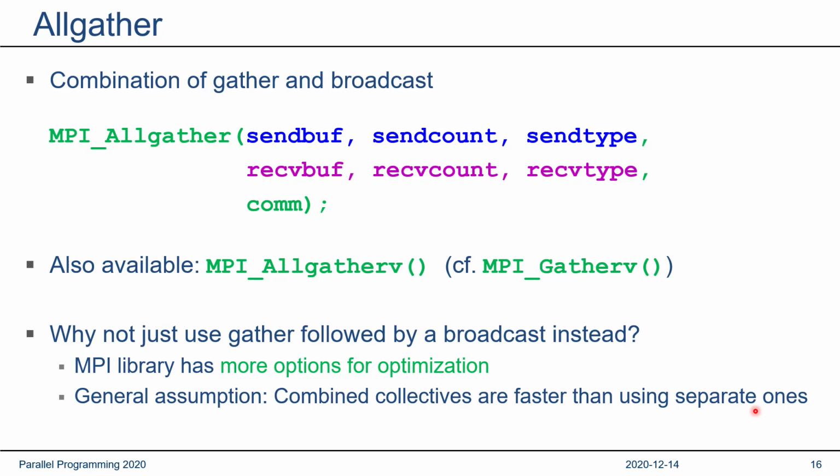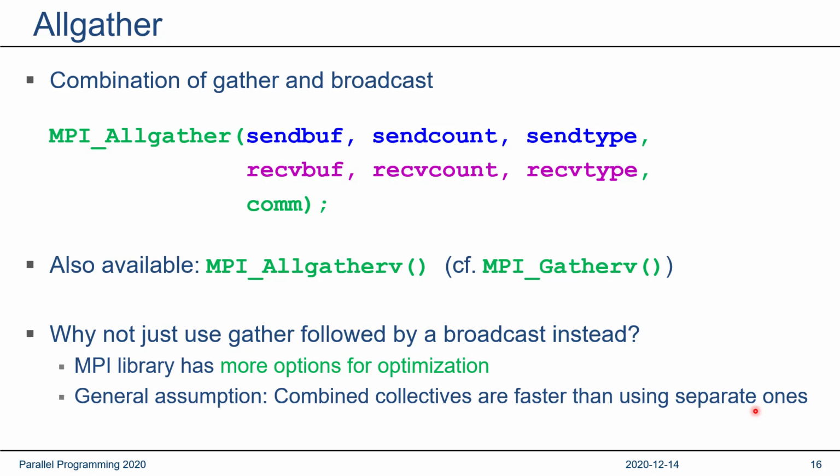Now, the all-gather call is a combination of gather and broadcast. So it needs the arguments from gather, and what it does is gather everything at the root, or at least you can imagine it like that, and broadcast it again to everybody else. But there is no root argument. There doesn't have to be, because with all-gather it's implied that every rank in the end gets the full buffer that has been received from all the other ranks.